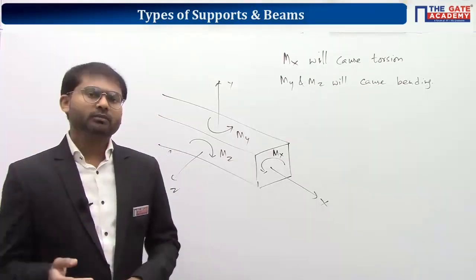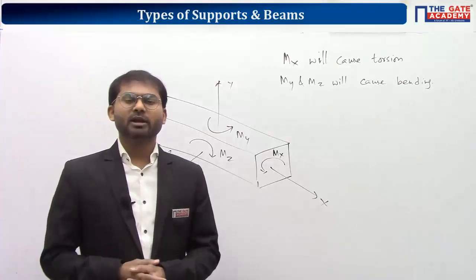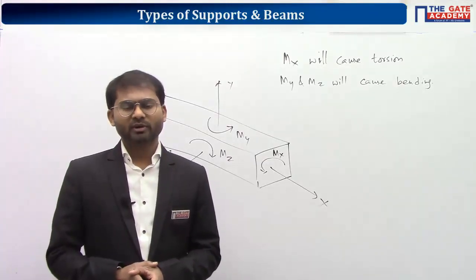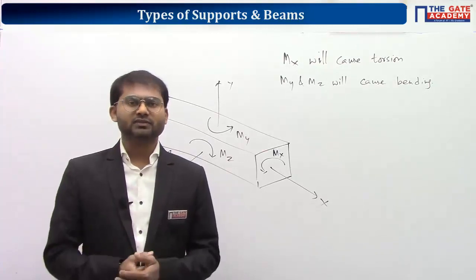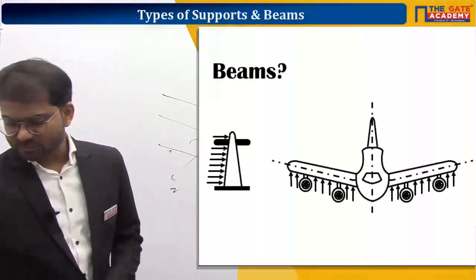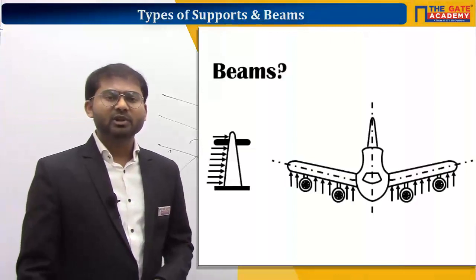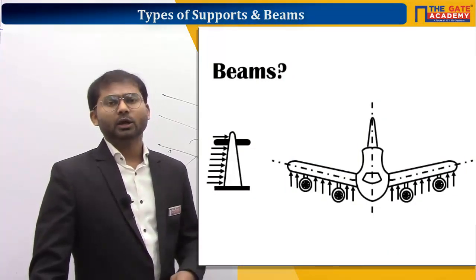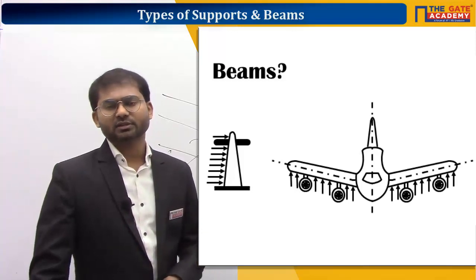We'll come to the column later. Right now we are concerned about bending only, or beam only. So a beam should experience load or moment along or about the transverse axis. That's all. If you see these pictures, you can understand that an aeroplane wing is an example of a beam, because it experiences loads due to wind, due to the engine's weight, etc. in the transverse direction. So it will undergo bending.